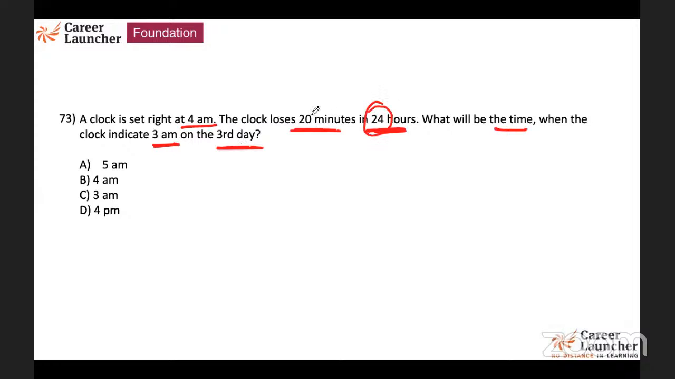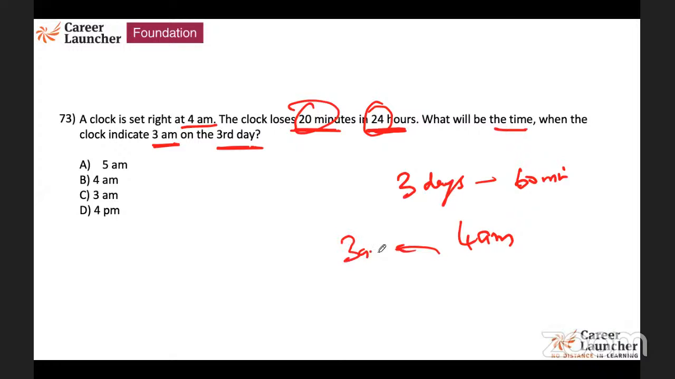So every day it loses 20 minutes. In 3 days it loses 60 minutes. That means instead of showing 4 a.m., it is showing 3 a.m. That means when the clock indicates 3 a.m., the actual time would have been 4 a.m. The answer would be 4 a.m.